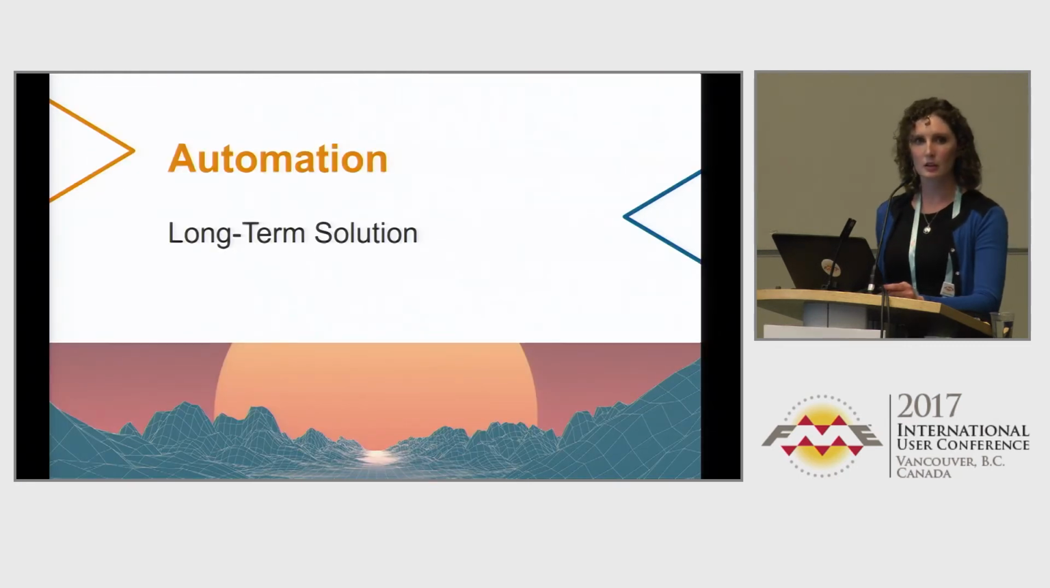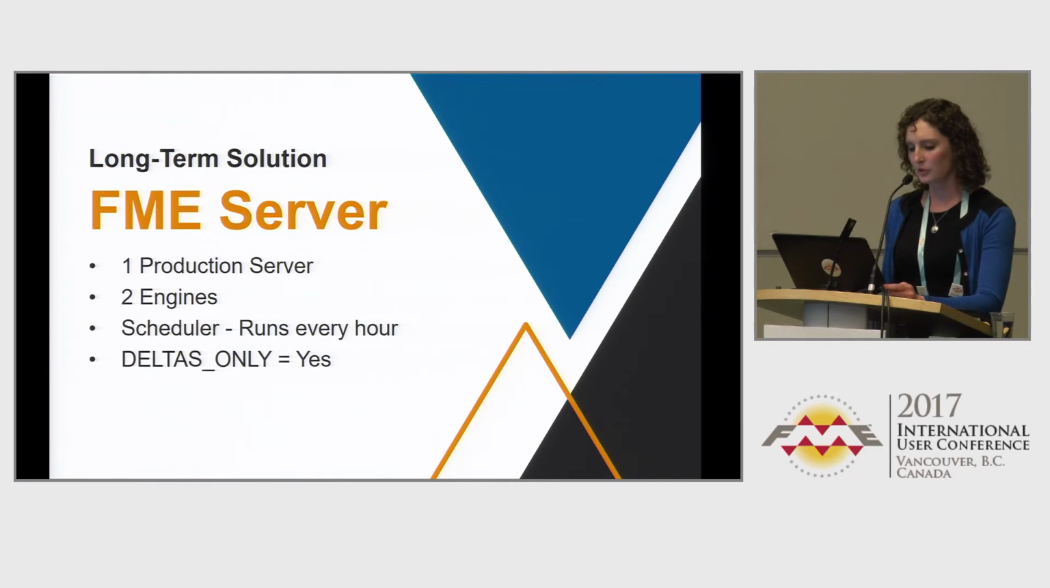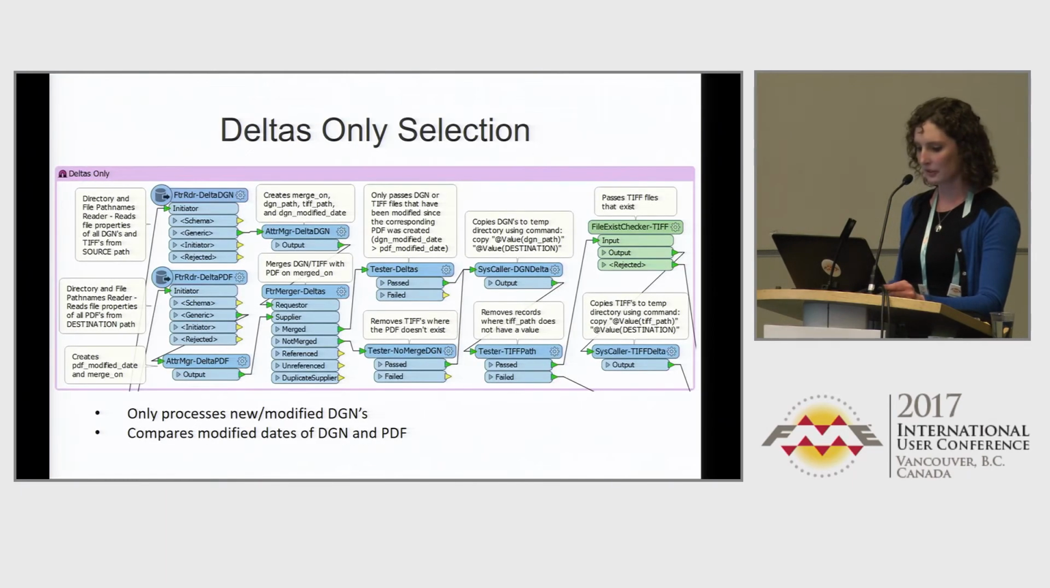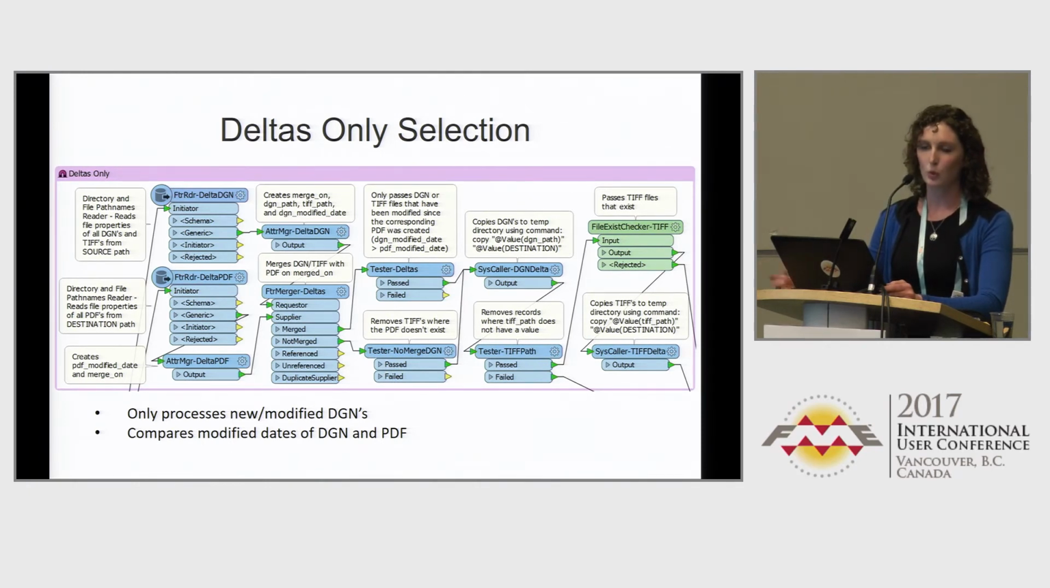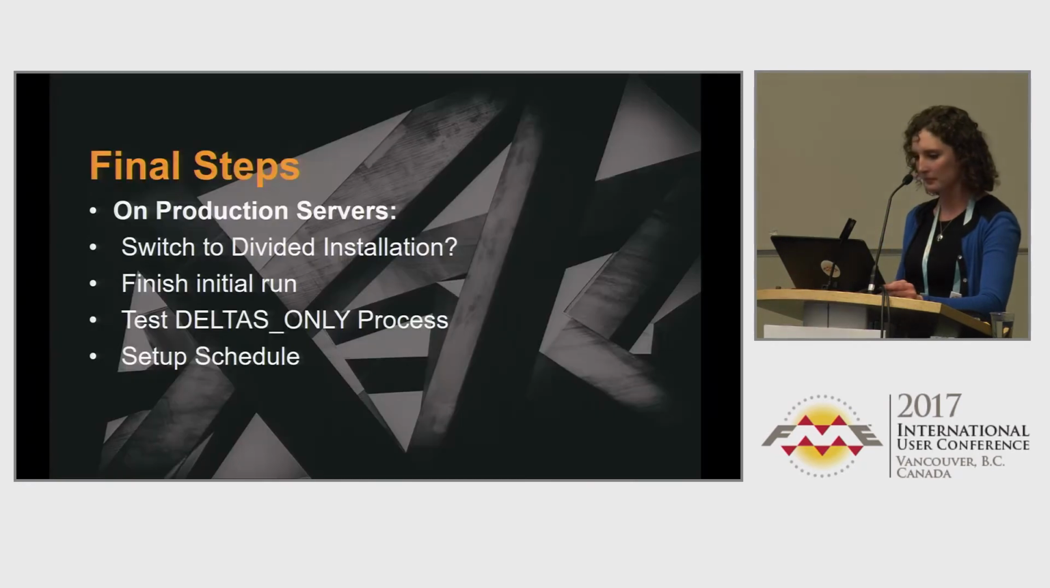All right, and then in the long term, we're going to drop down to 1 production server with 2 engines, and then initiate this deltas only process. What this does is it reads all of your DGN files and all the PDF files. It reads properties and gets the modified date, and compares the modified date. If the DGN file or the related TIFF has been modified after the PDF was created, then it gets processed. So it's only processing the deltas.